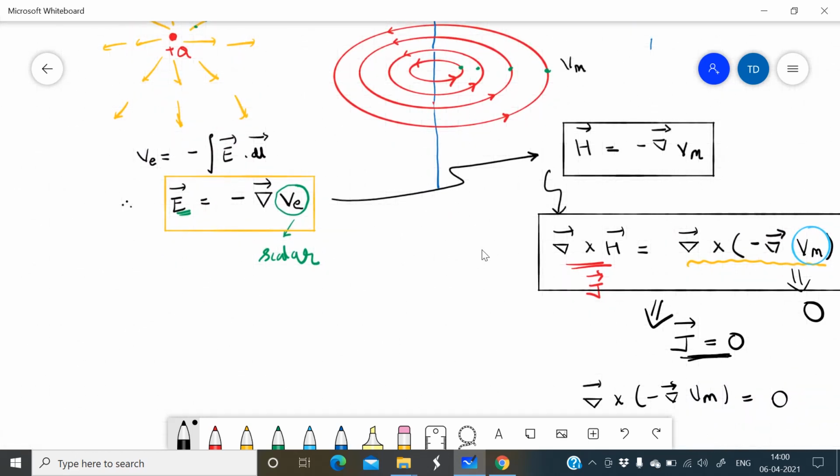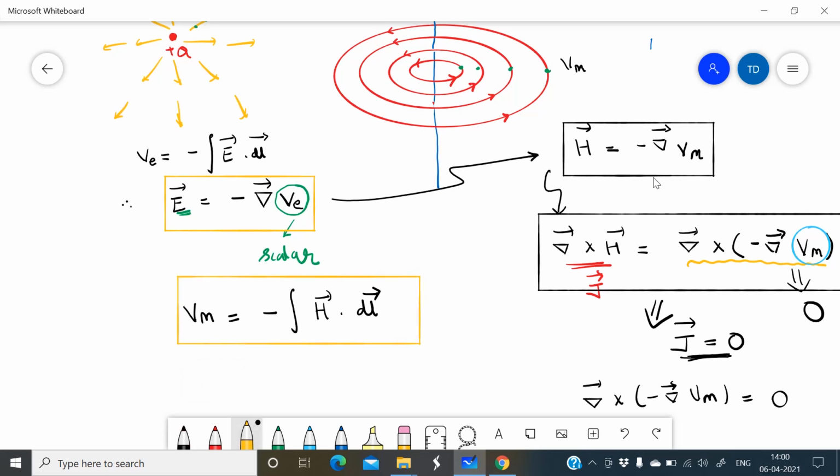Similarly, for scalar magnetic potential, we can define it in this way also: Vm, the scalar magnetic potential, is equal to minus integration H dot dl. We can define it in this way also. It's not a closed line integration, but an open line integration. If it's a closed line integration, then it is Ampere circuit law.